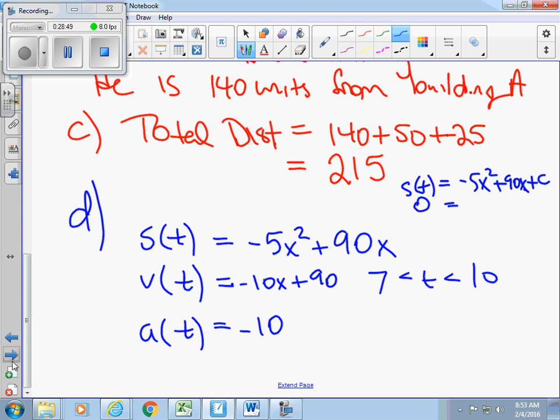Why don't we do 7? Is that a point on the position function? What point is that? The 7, 20. What is that point on? It's on the velocity function.